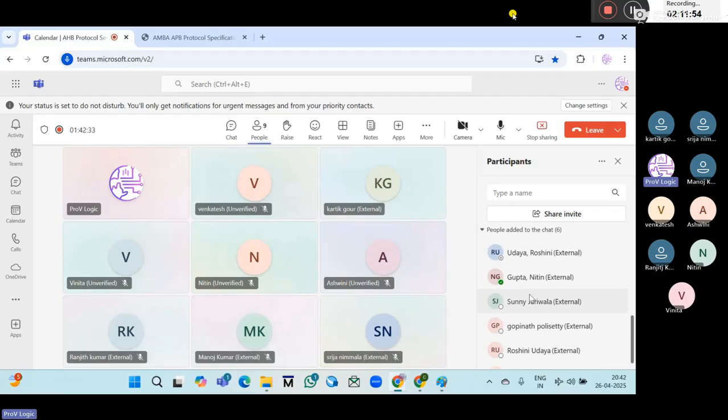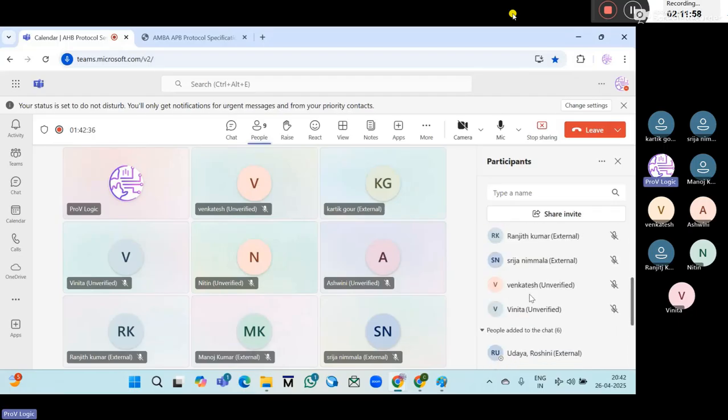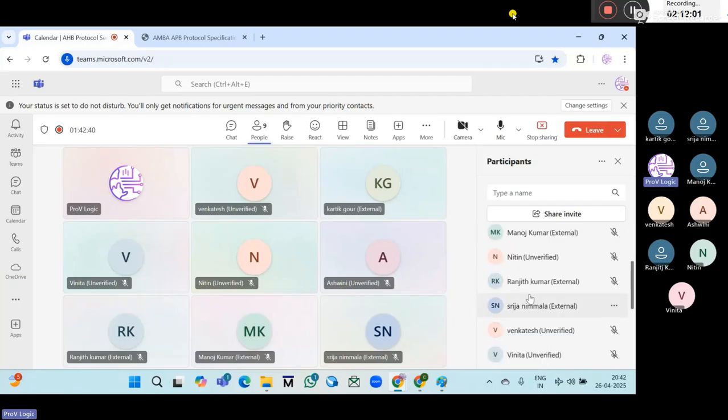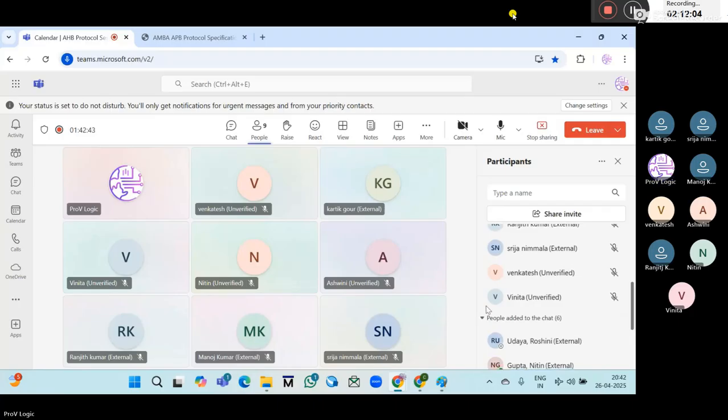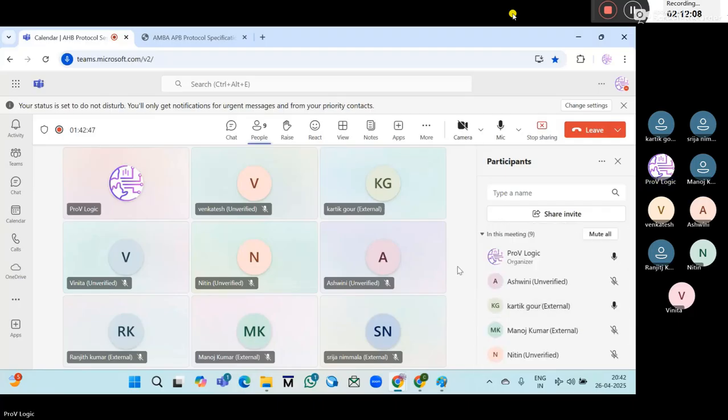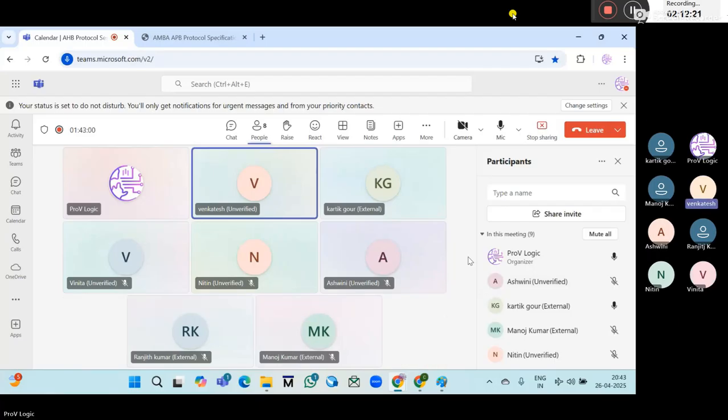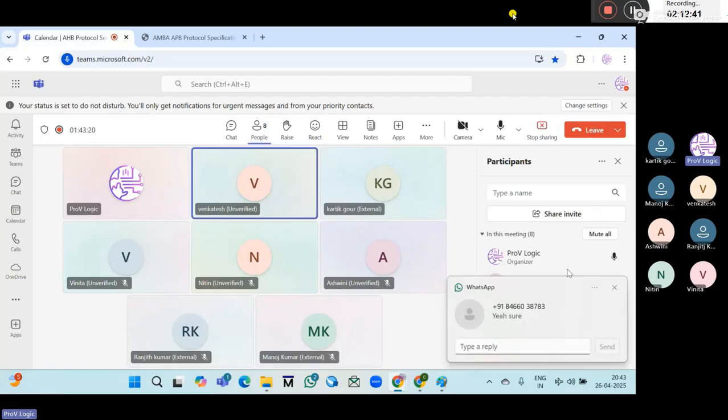Okay, any other doubts? Who is there? Ashwini, Karthik, Manoj, Nitin, Ranjit, Srija, Venkatesh, and Vinita. Any doubts? Hello, madam. Can you show me the AXI slides, the document? I have been sharing it for all, from the starting onwards. Did I miss anything to share? If you share, I will go through it once again, and if I have any doubt, I will ask you. Okay, sure.